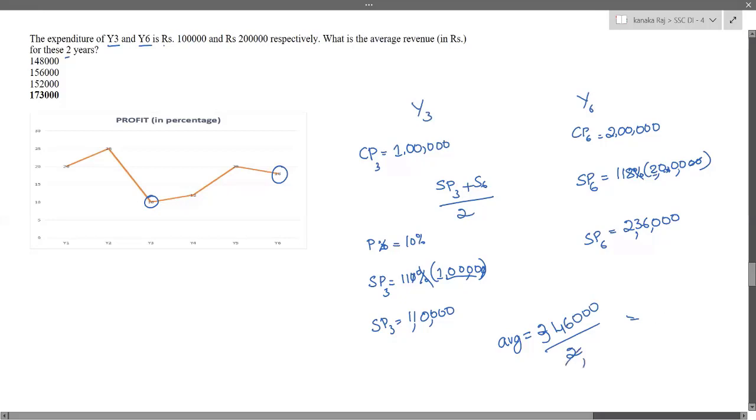3,46,000. 2 ones, 2 17s is 34. Remaining is 3, so 236, 3 zeros. So what will be the answer? 1,73,000 will be my final answer. And do I have that in our options? Yes. Option D, 1,73,000 will be my final answer.